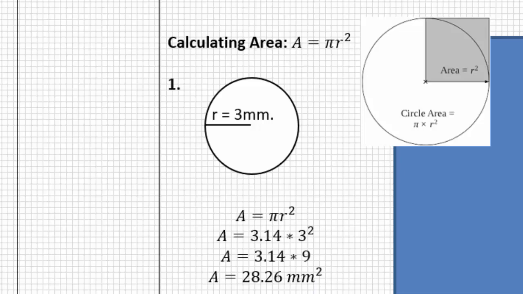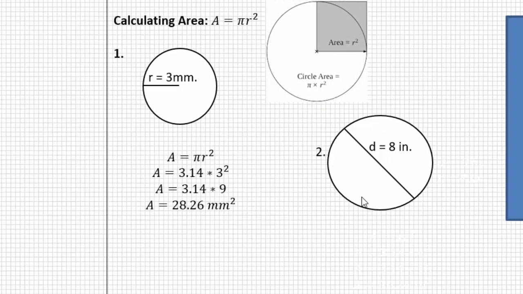Let's try another problem. In the second problem for calculating area, we're given the diameter, which is equal to 8 inches. Much like before, in this case, we need the radius for our formula. So we just have to think about, if we know that the total distance from edge to edge through the center is 8, the radius will be half of that. Therefore, if the diameter is 8 inches, the radius will be 4 inches. Now we're ready to begin our calculations.